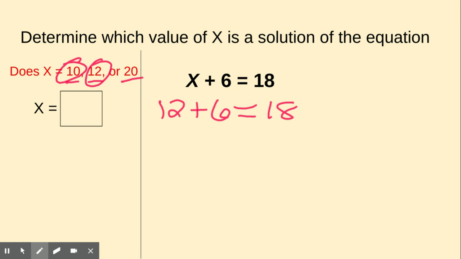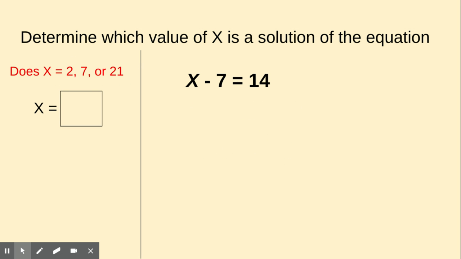So 12 plus 6 equals 18. 12 plus 6 is 18. And are both the values the same on each side of the equal sign? Well, they're both 18, and 18 is equal to 18. So yes, x would equal 12.